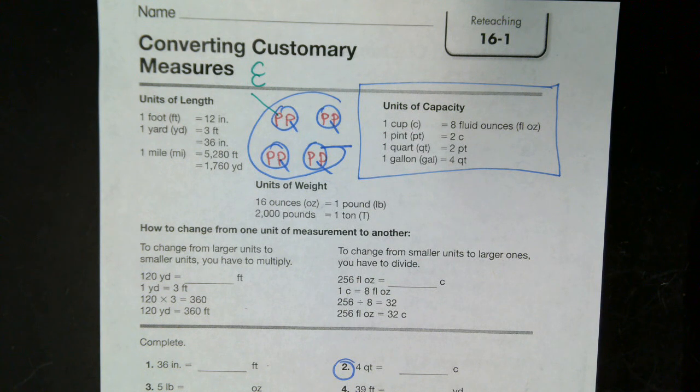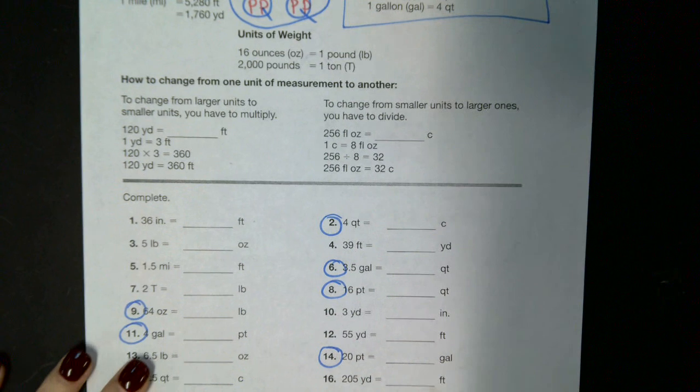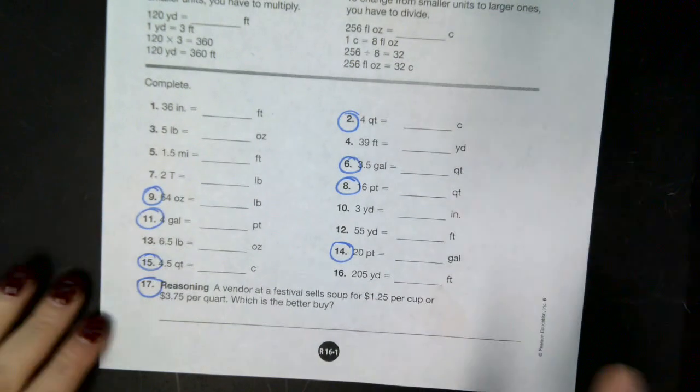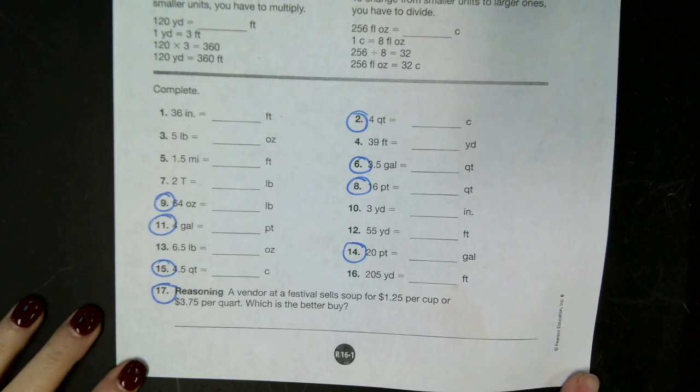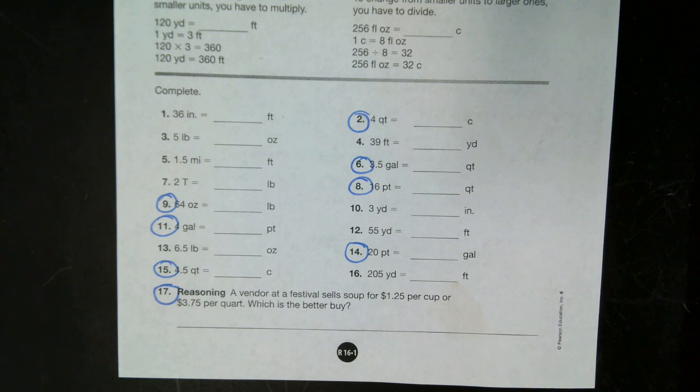All right, so for today, we're going to be working on these questions. Questions 2, 6, 8, 9, 11, 14, 15, and 17. So right now, go ahead and circle those. All right, let's start with number 2.